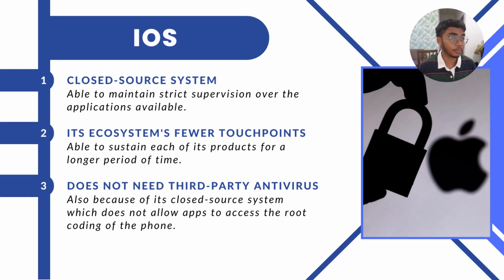Okay, first point, closed source system. While Android is an open source platform, iOS by Apple is strictly regulated by Apple itself, which is also able to maintain strict supervision over the applications available. Apple doesn't make its source code available to app developers, and users of iPhone and iPad are unable to alter the code on their devices. Due to this fact, this control enables Apple devices to provide good security and give hackers a hard time locating flaws on iOS powered devices.